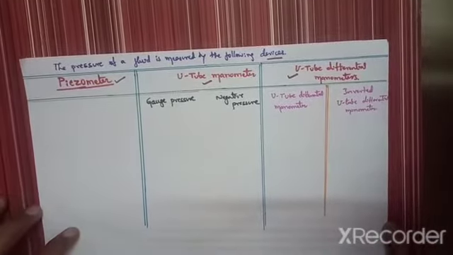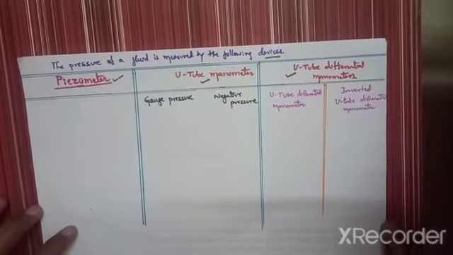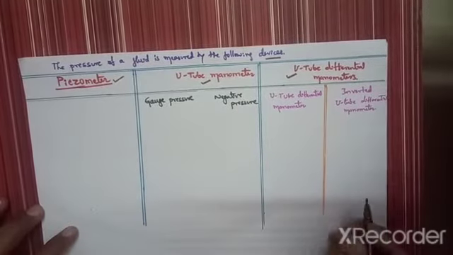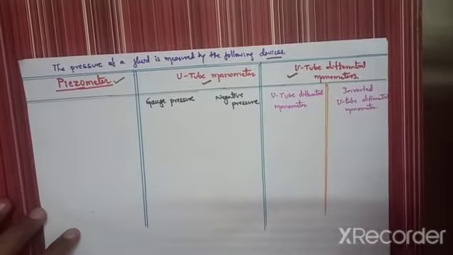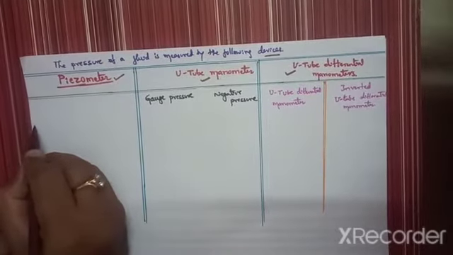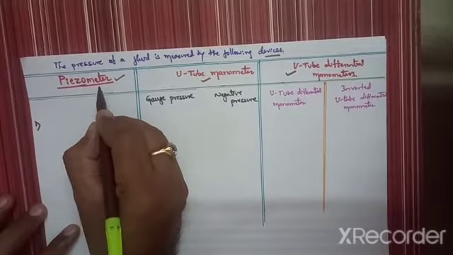What is the difference between these three types we will discuss in today's session, and it will help you for cracking the interviews. These questions may be asked in the interviews and some objective type questions also. So we will discuss point by point. First point, we will discuss the definitions of all. Piezometer is a device used for measuring pressure of a fluid at a point.